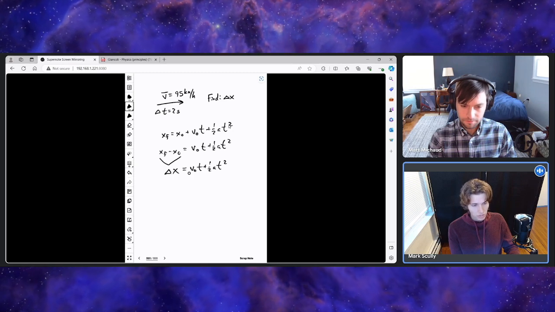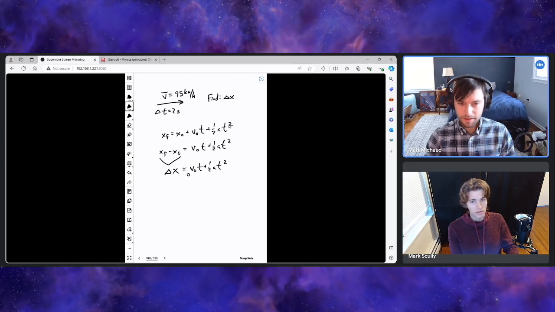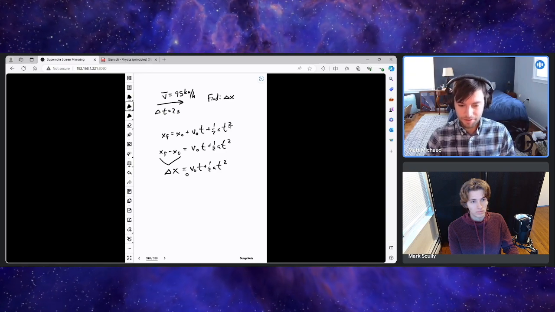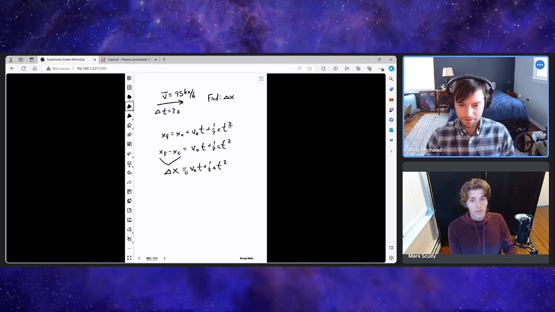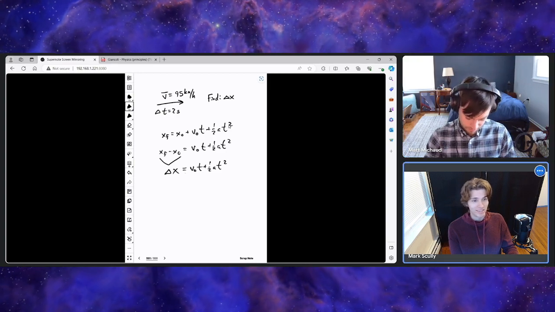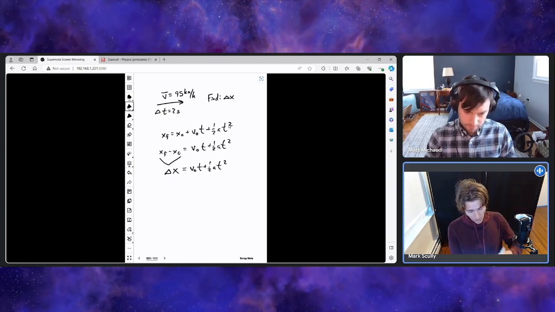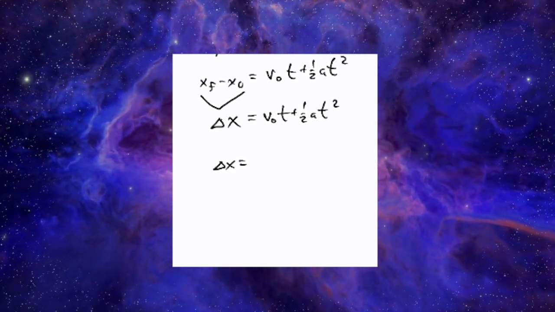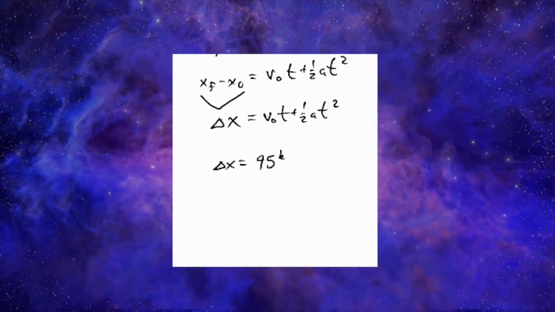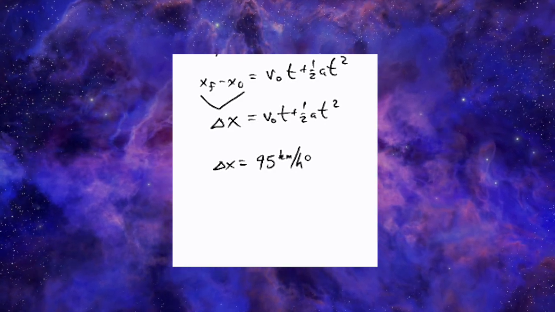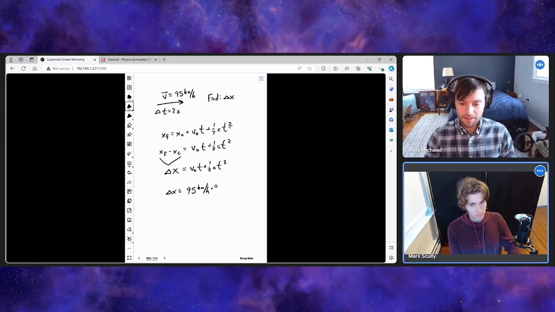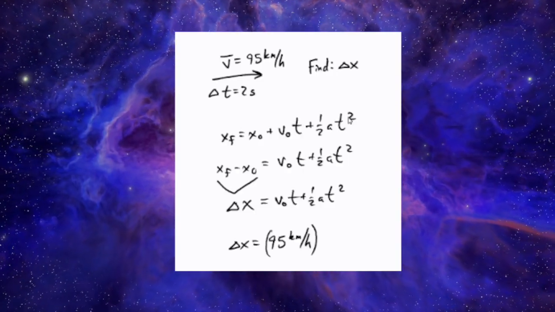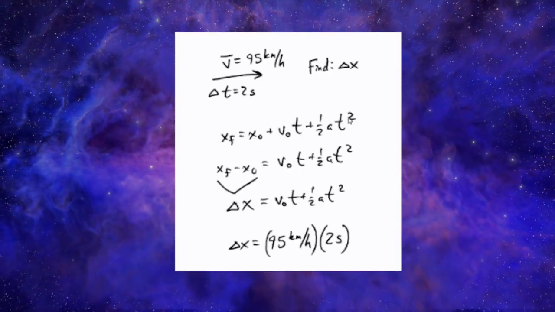Do we know the initial velocity? The initial velocity is that 75 miles an hour. Yeah, 95. Perfect. Okay. We're going to go ahead and do it like that. We have delta x equals 95 kilometers per hour times, what is our time? Our time is 2 seconds. Time is 2 seconds. Plus 1/2.